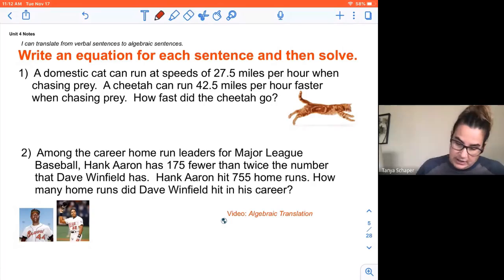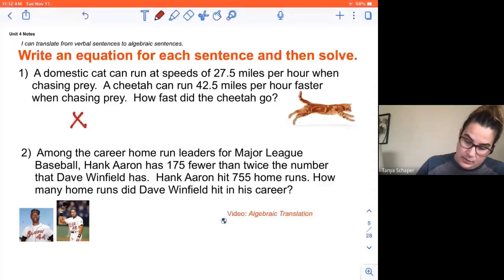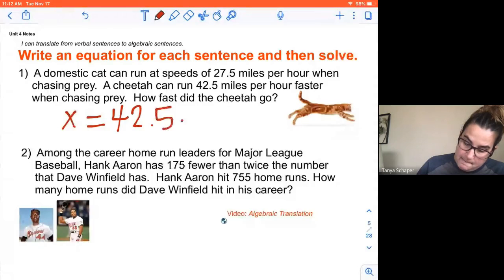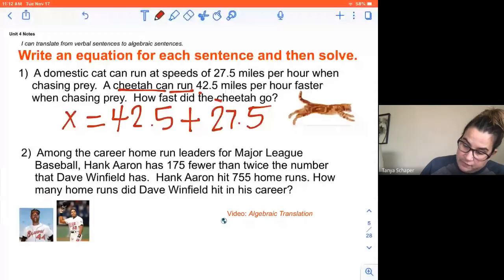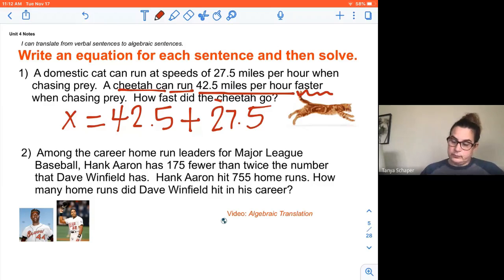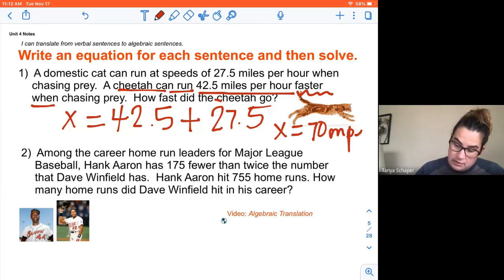So we're going to write this equation out. The cheetah runs, so it's going to be x equals, the cheetah runs 42.5 more than 27.5. Okay, so the cheetah can run. So here's where we're at. The cheetah, that's the x, can run, that's my equals, 42.5 miles per hour faster when chasing prey. So the cheetah went 70 miles per hour.